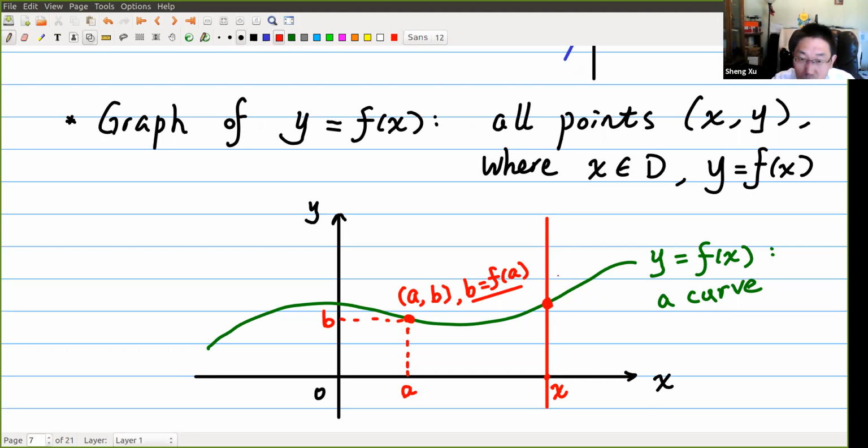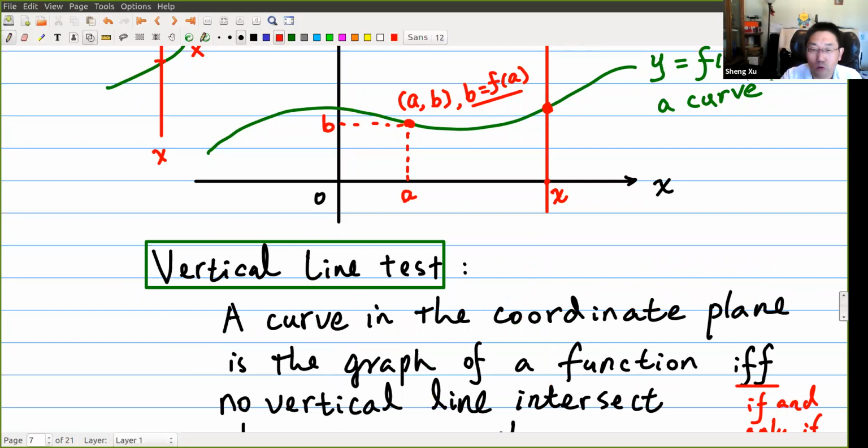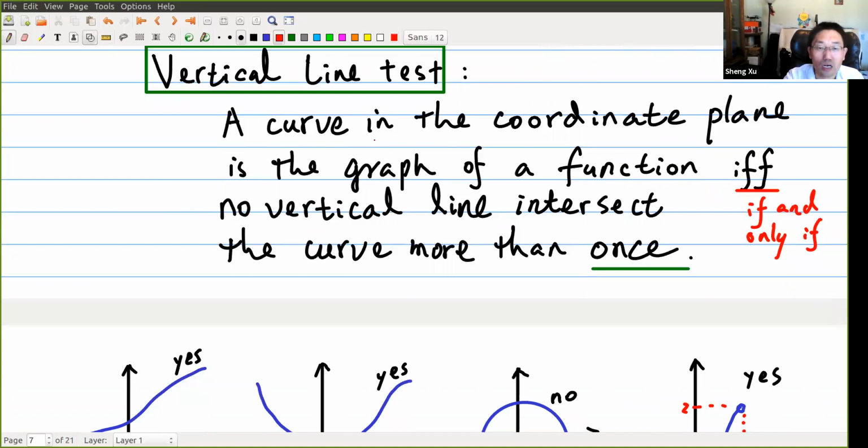If your graph looks like this, and you have a vertical line, then you see for this x value, you can get this y value and that y value. You get two points. That green curve cannot be a function. So this is a very important test. When you have a graph, you can immediately see if it is a graph of a function or not, because a curve in the coordinate plane is a graph of a function if and only if no vertical line intersects the curve more than once. I think that's quite clear to you now, right?